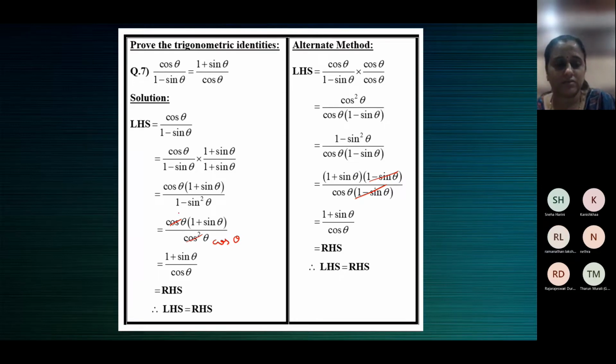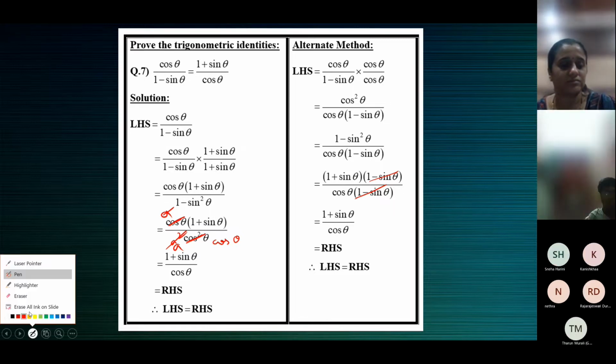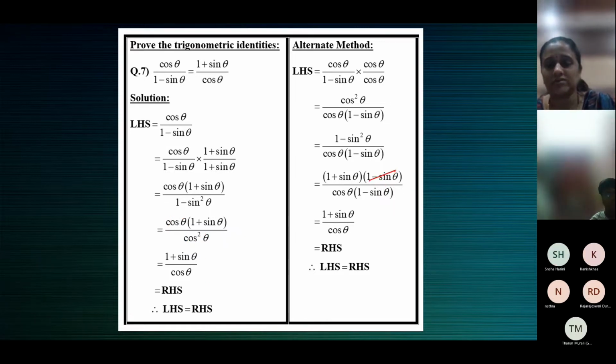So here it's like this, cos theta and this cos square theta, like a and a square. When you cancel, you will have one a left here. So like that, one cos theta left. Here also this 1 minus sine theta and 1 minus sine theta get cancelled.